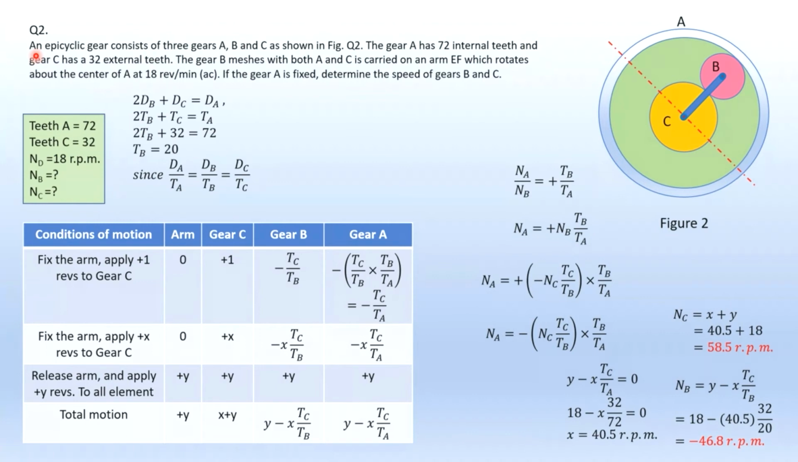Now, an epicyclic gear consists of three gears A, B and C as shown in the figure. The gear A has 72 internal teeth. Internal teeth means facing inside. And gear C has 32 external teeth. Now the gear B meshes with both A and C. Gear B here meshes with gear A and meshes with gear C.